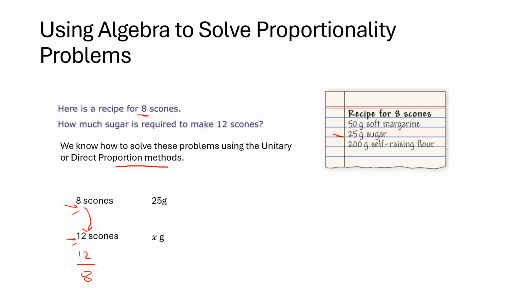So 12 over 8, this can be simplified, can't it? Because it's a fraction, the highest common factor is 4. So divide top and bottom by 4, and that gives us 3 over 2. So if we multiply 8 by 3 over 2, you'll get 12. Now because these pairs of quantities are proportional to one another, we want to do the same thing to the other side as well. So to get x, we need to multiply 25 by 3 on 2. So x is 25 times 3 on 2, which equals 37.5 grams.